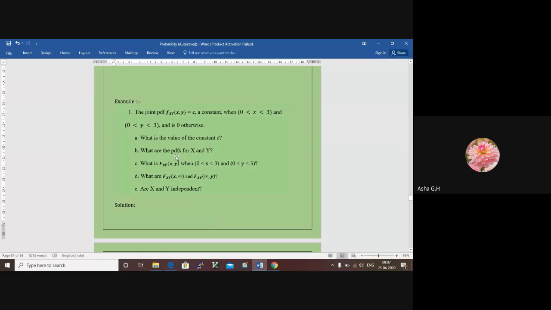What are the PDFs for x and y? Ma'am, both are 1 by 3. Okay, is it 1 by 3? We'll just check it. Others can also reply.